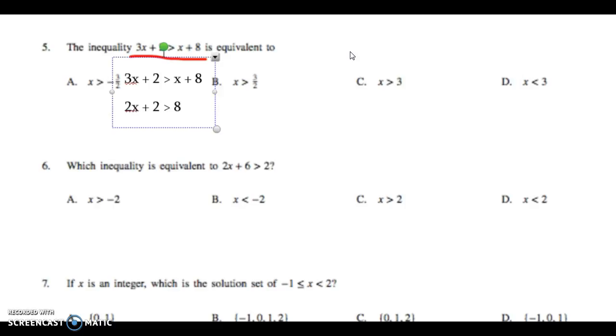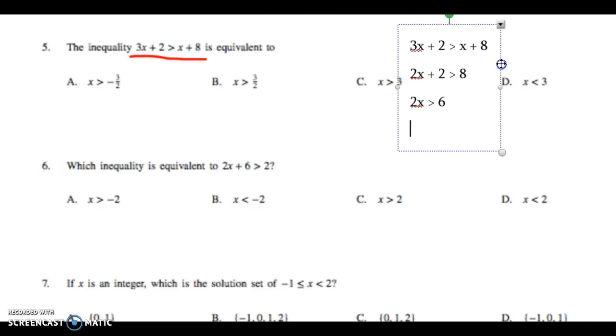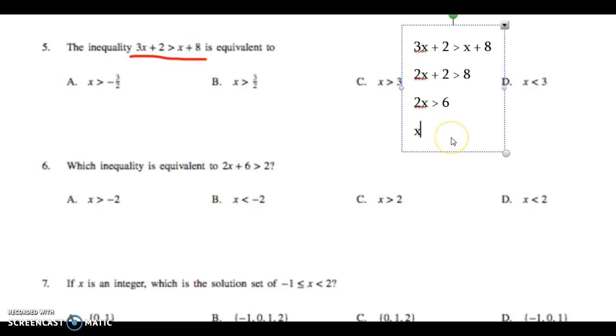And again, we subtracted x from both sides. Now we're going to try to move the numbers to the other side. We subtract 2 from both sides. So we should get 2x is greater than 8 minus 2, which is 6. And then we divide by 2. When we divide by 2, we should get x is greater than 3. Since we divided by a positive number, we don't have to switch this sign. This sign stays as x is greater than 3. So looking through our answers, looks pretty easy here. We got choice C. Boom.